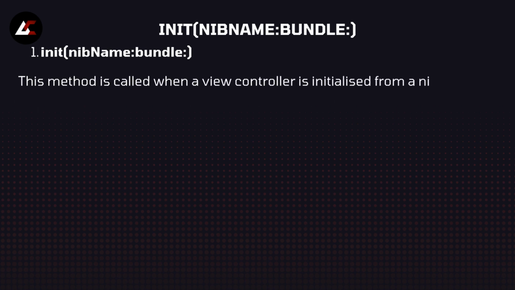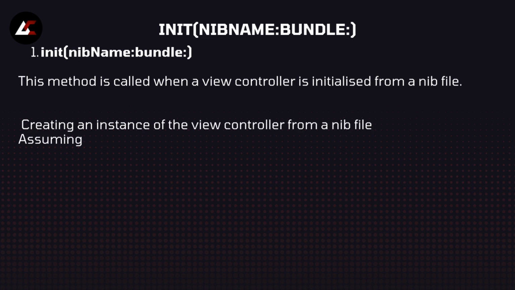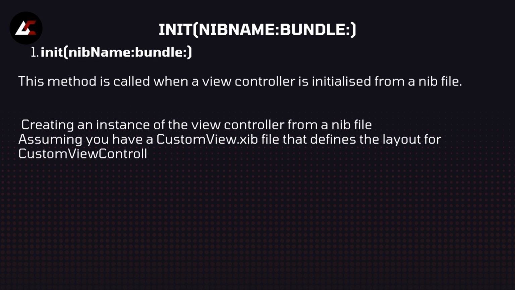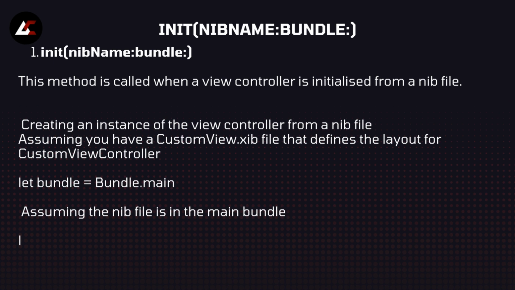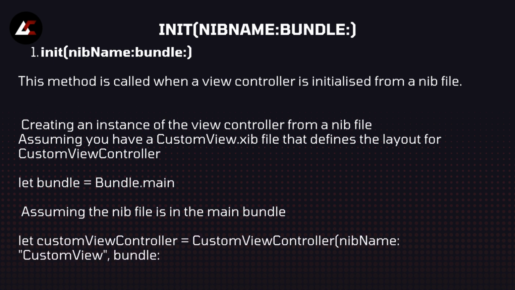First, initialization. This method is called when a view controller is initialized from a nib file. Create an instance of the view controller from the nib file, assuming you have a custom view XIB file that defines the layout for the custom view controller.